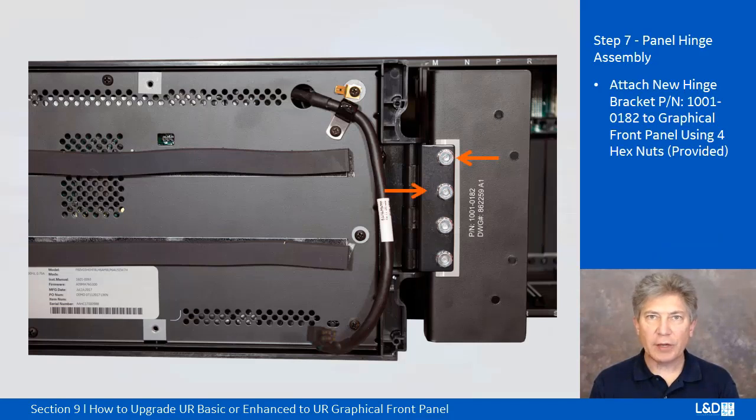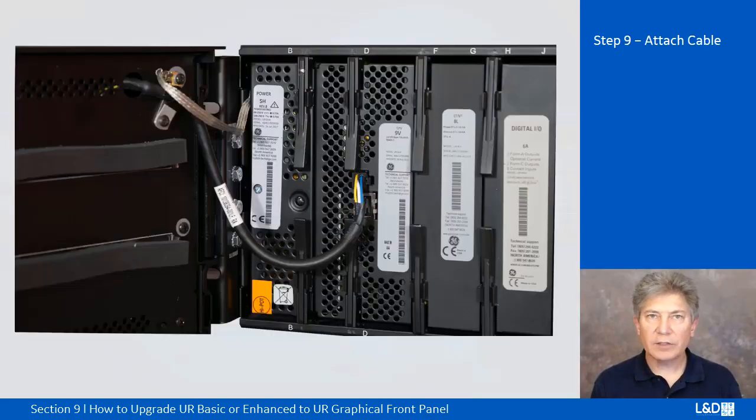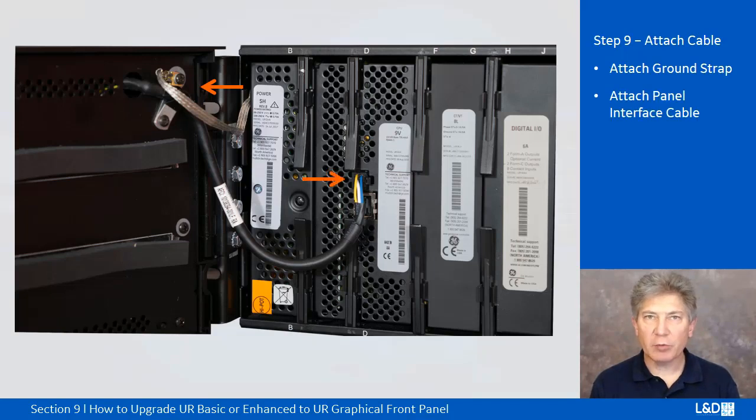Next, we'll need to attach the new hinge bracket, part number 1001-0182, to the graphical front panel using the 4 hex nuts with tooth washers. Use a hex driver or socket size 9mm or 11/32. Next, we'll attach the new hinge bracket and graphical front panel to the chassis with 4 Phillips screws. Inside, we can reattach the ground strap and the graphical panel interface cable. With this completed, we can go ahead and apply control power to the universal relay.